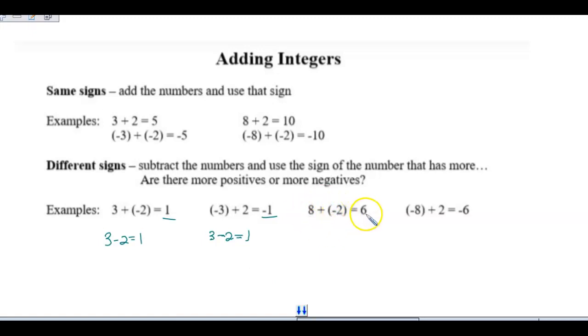8 minus 2 is 6. I have 8 positives, 2 negatives. Because I have more positives, I'm going to make this a positive 6 answer. Same thing with negative 8 plus 2. Subtract, get 6. In this case, there are 8 negatives and only 2 positives, so it means I have a negative answer.